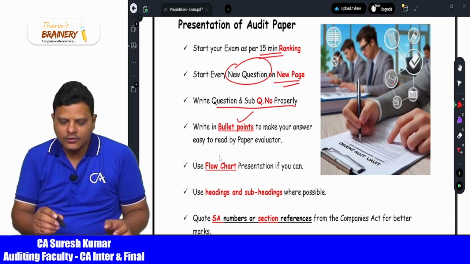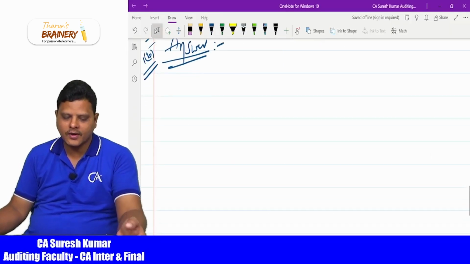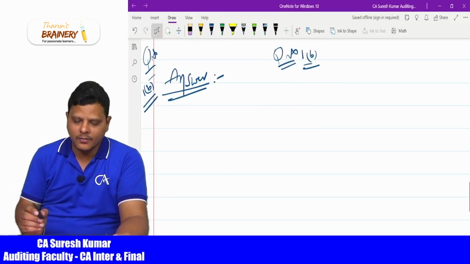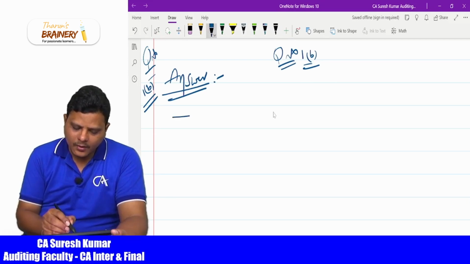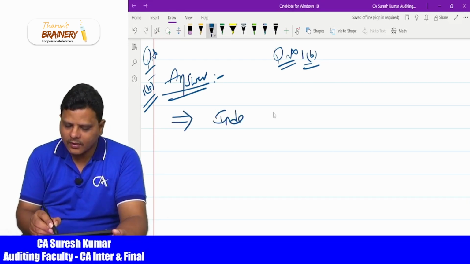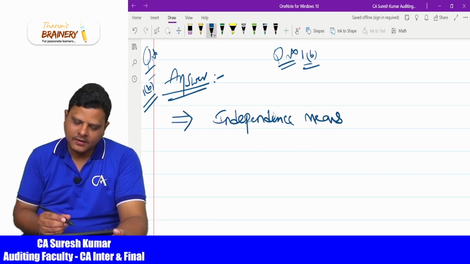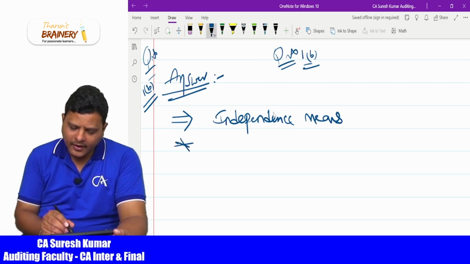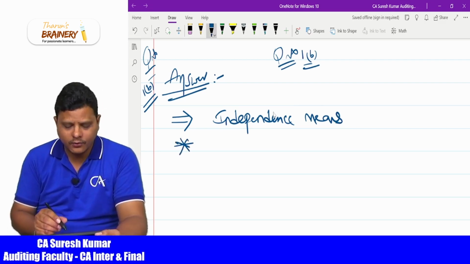Now what you should do is write down bullet points, but there is a caution in the case of bullet points. For example, I have taken question number 1B for writing the examination. I have started with the bullet point, and I am writing it with a double arrow mark. For example, I am writing the independence concept. Independence means, I am writing like this. Then don't put another bullet point like this. Don't use all the bullet points whatever you know, like a rangoli. Use only the key bullet points.